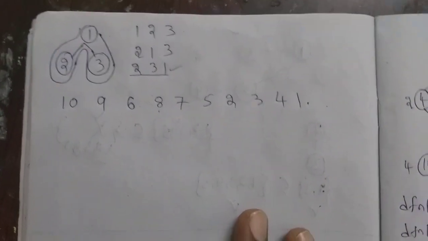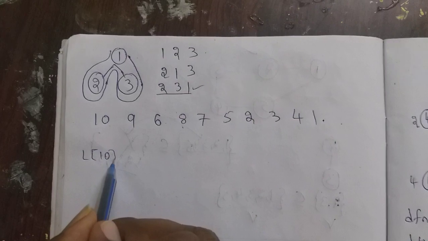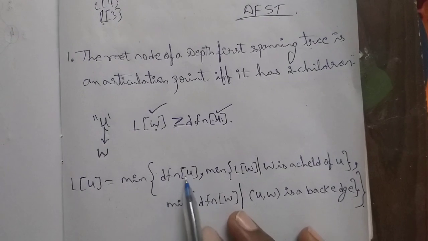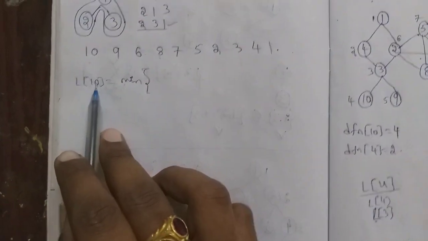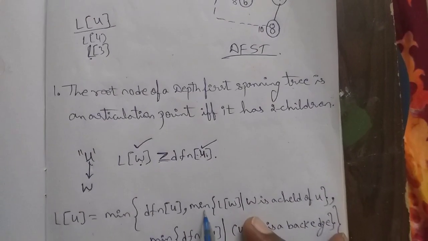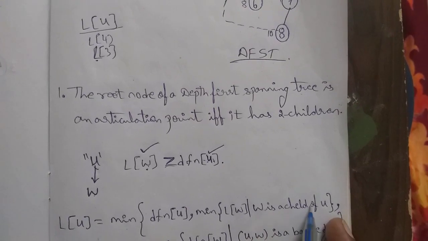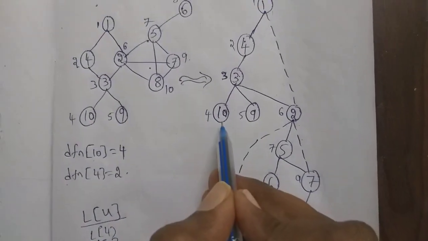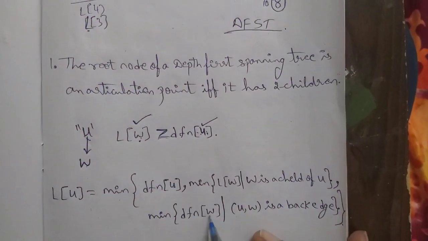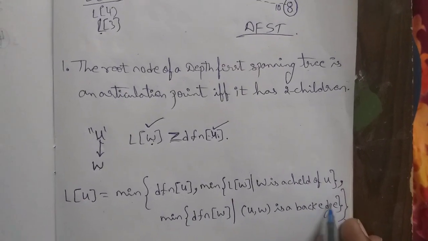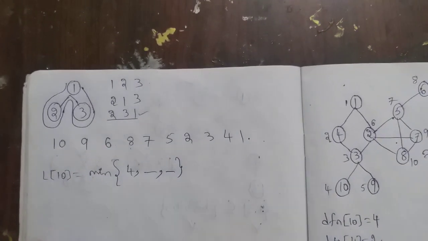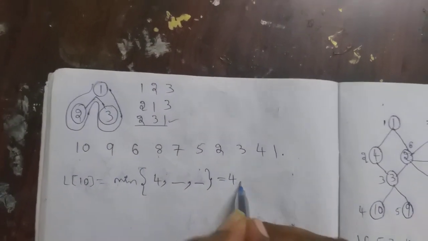First of all, 10. What is L of 10? L of 10 is equal to the minimum of, in the formula, depth first number of U. It means depth first number of 10. What is the depth first number of 10? 4, comma, minimum of L of W, where W is a child. Does node 10 have any children? No. Leave it blank. Comma, minimum of depth first number of W, where U comma W is a back edge. From 10, do we have any back edges? No. Leave it empty. Therefore, L of 10 is equal to 4.